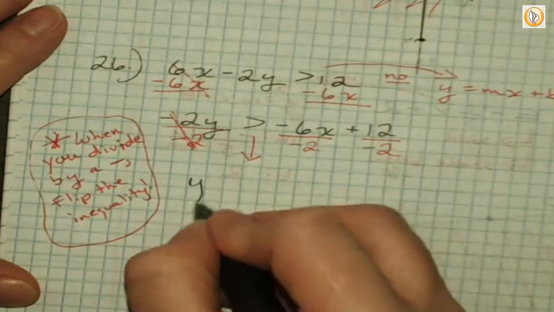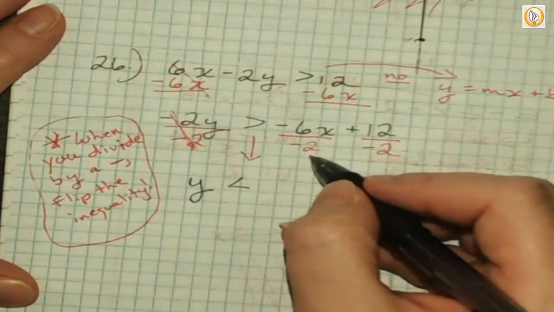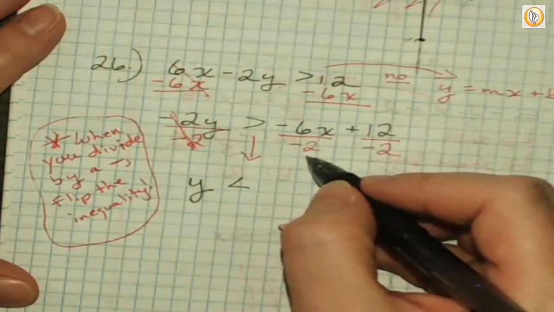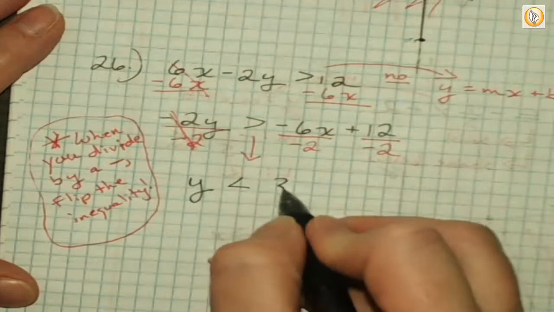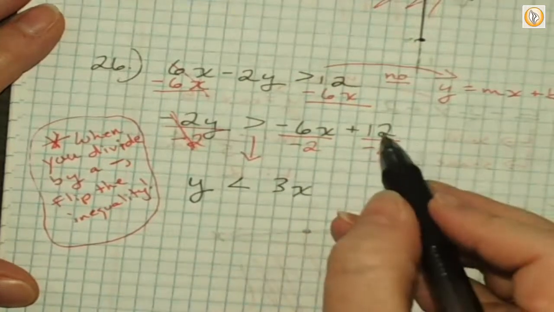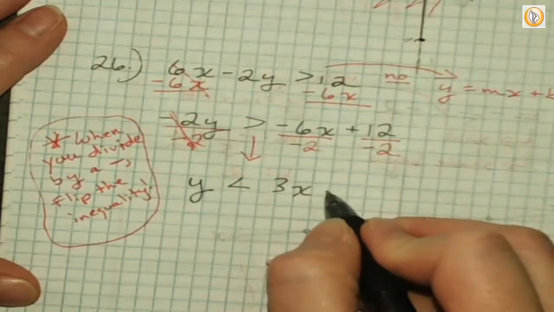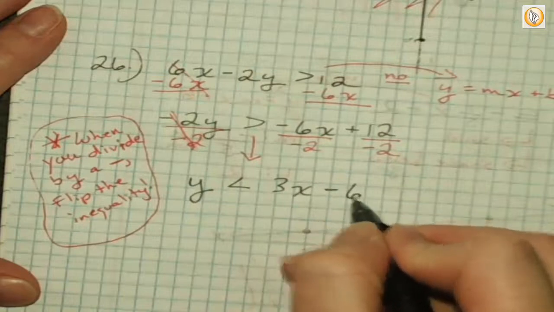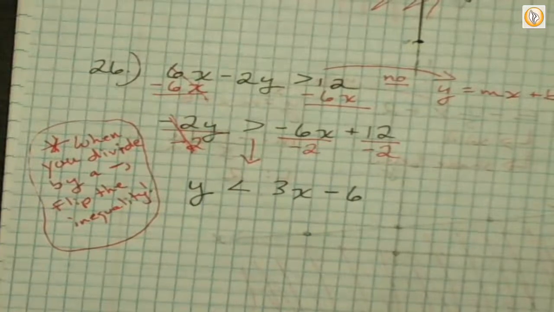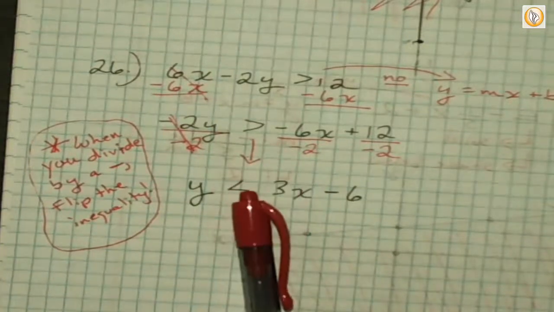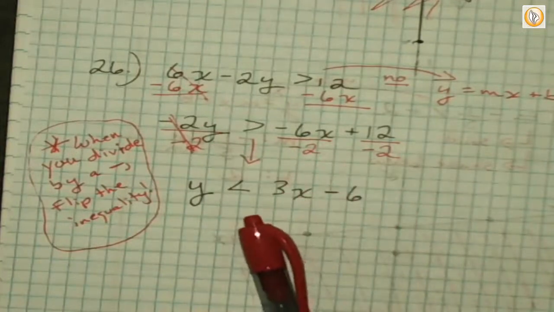So I'm left with y is less than. And what's negative divided by negative? Positive. So negative 6 divided by -2 is what, Michaela? 3x. That's right, 3x. And positive 12 divided by -2, Michaela? -6. That's right, -6. Now I want y'all to make sure you have all that written down, because if you do not flip this, because we're dividing by negatives, then you will have a wrong answer.